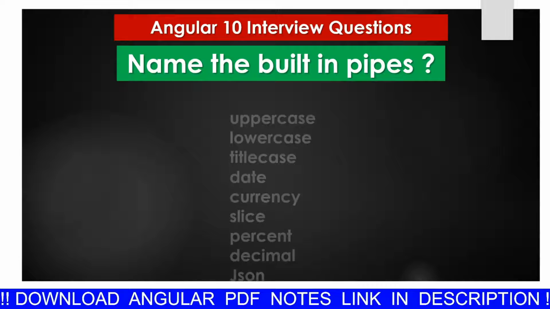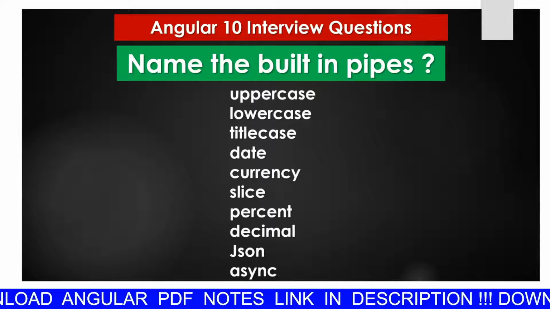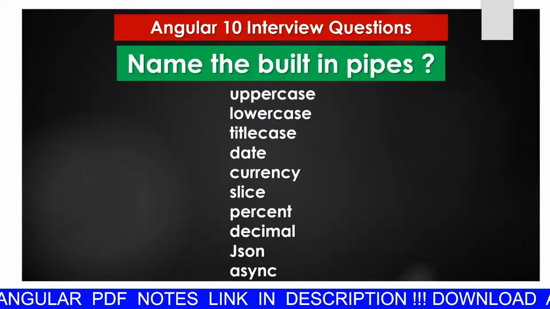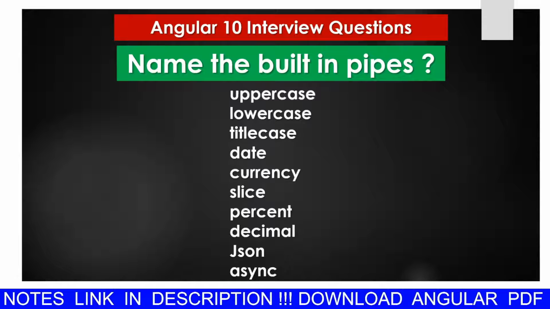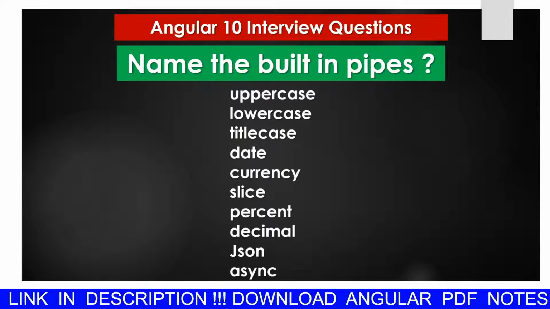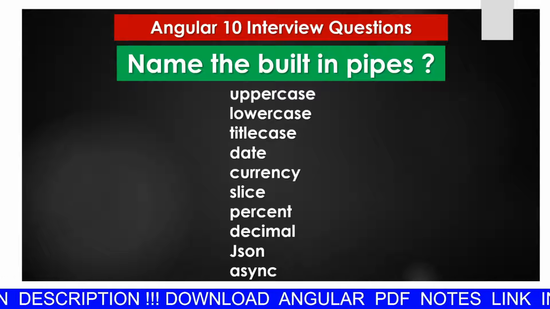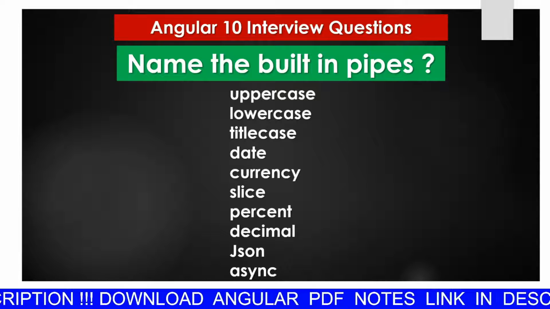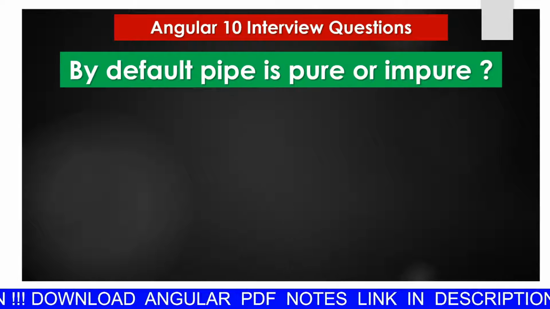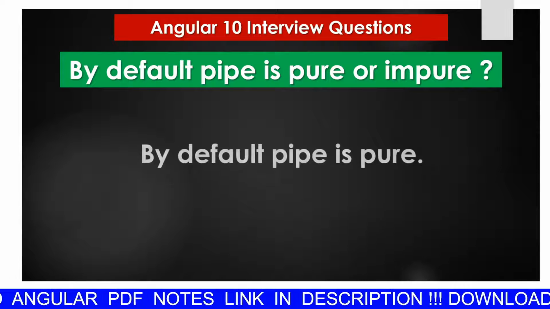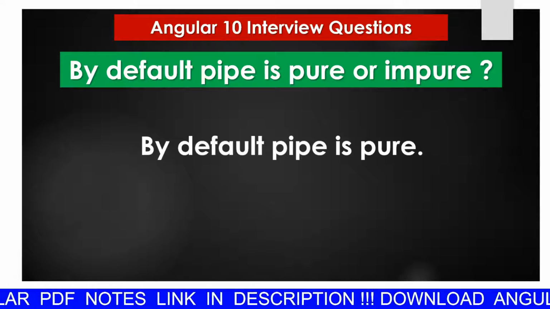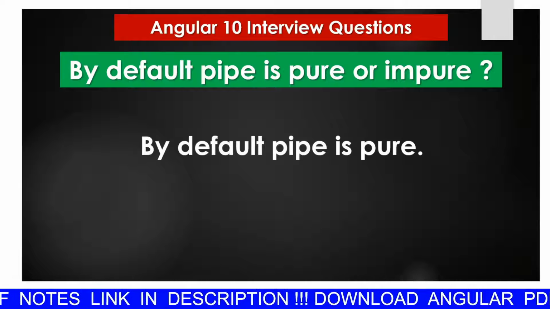Name the built-in pipes, guys. These are the built-in pipes Angular provides. First is uppercase, second is lowercase, title case, date pipe, currency pipe, slice pipe, percent pipe, decimal pipe, JSON pipe, and async pipe. These are the built-in pipes, guys. Is a pipe pure or impure by default? As I've already told, by default a pipe is pure, guys.